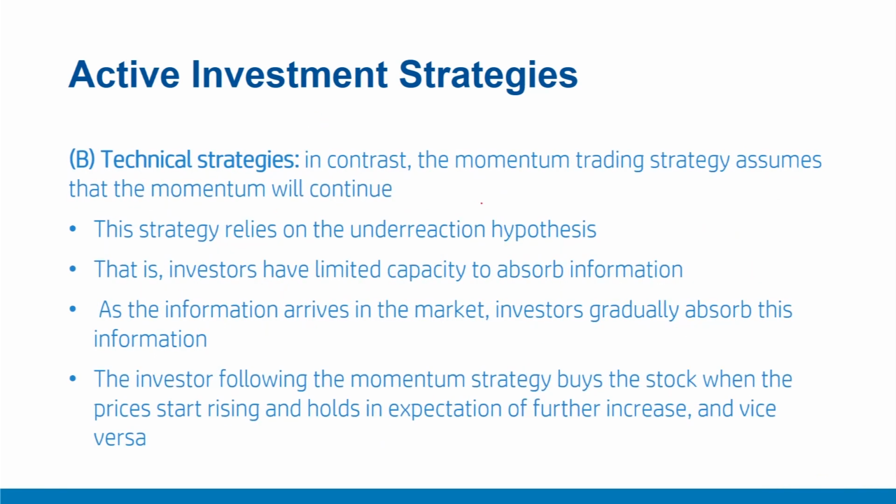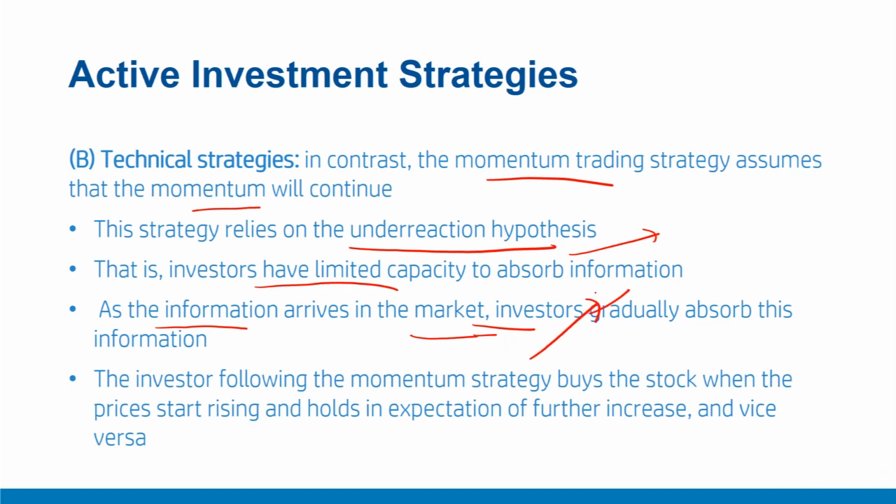Another form of technical strategy is the momentum trading strategy. The momentum trading strategy believes that the current momentum in prices will continue. The strategy relies on the hypothesis called the underreaction hypothesis. As a part of the underreaction hypothesis, the theory suggests that investors have limited capacity to absorb information, and therefore they process and absorb information in a piecemeal manner over a certain horizon, not immediately. And therefore, as information arrives in the market, investors gradually absorb it over a period. And so an investor following the momentum strategy buys the stock when prices are rising.